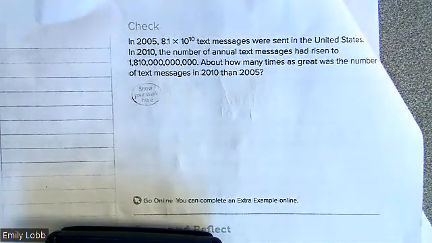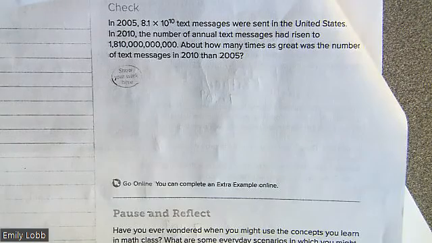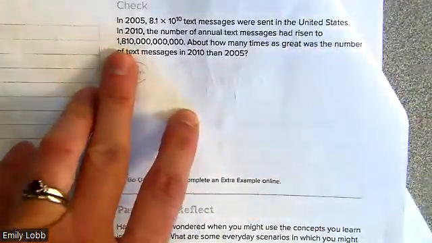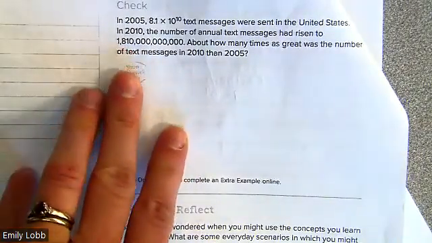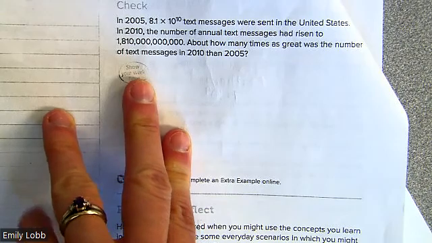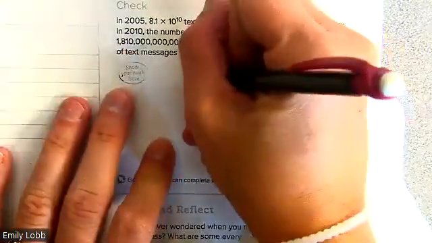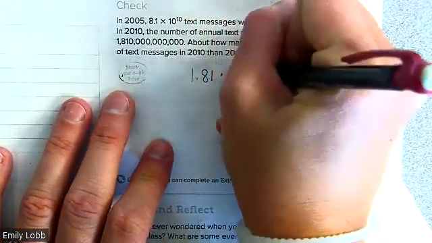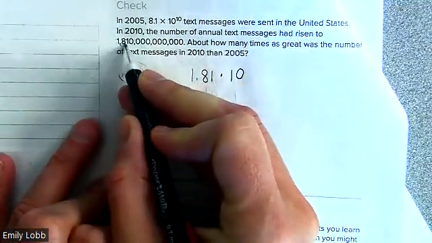You gotta be able to do this. All right, guys, if you're doing these, they should be fairly quick. How did you write this in scientific notation? Where did you put the decimal? After the first one, right? So 1.81 times 10 to how many zeros?